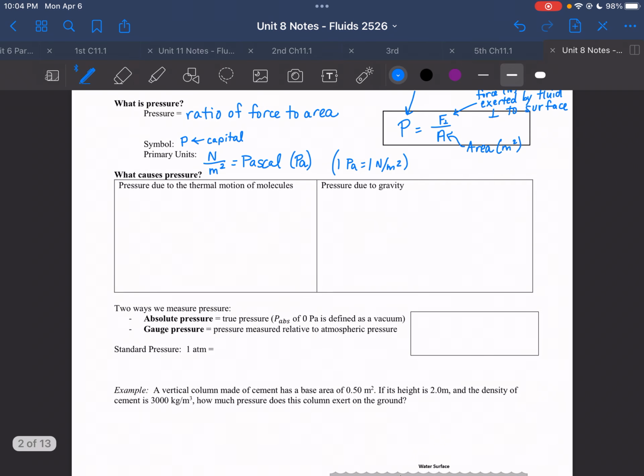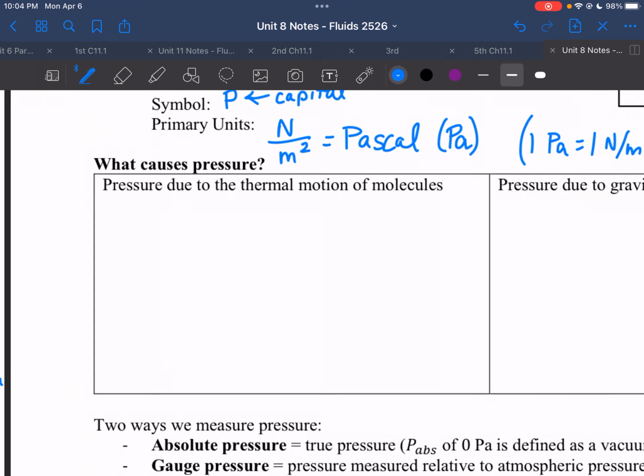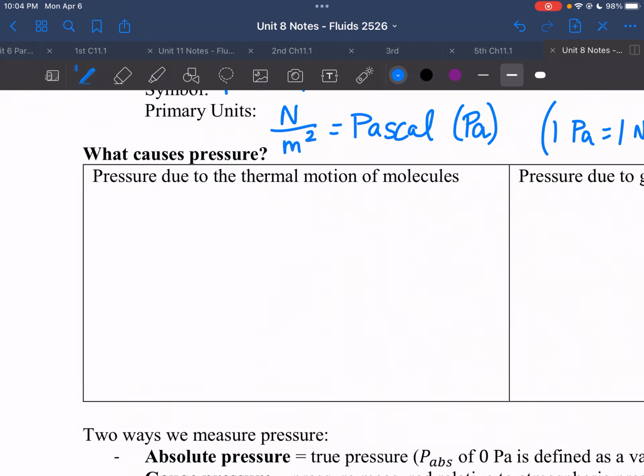What causes pressure? Well, there's two different things that cause pressure. The first is due to thermal motion of molecules. So what that means is that when you have molecules, they're going to be moving around inside of your container. And as they're moving around, some of them are going to hit the top and bottom and the sides. And when that happens, the particles are going to collide with those walls, and it's going to create a force in that collision. That force is the pressure.